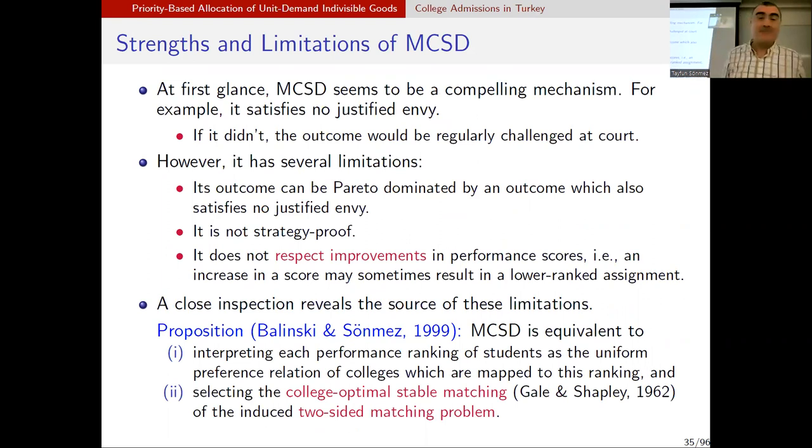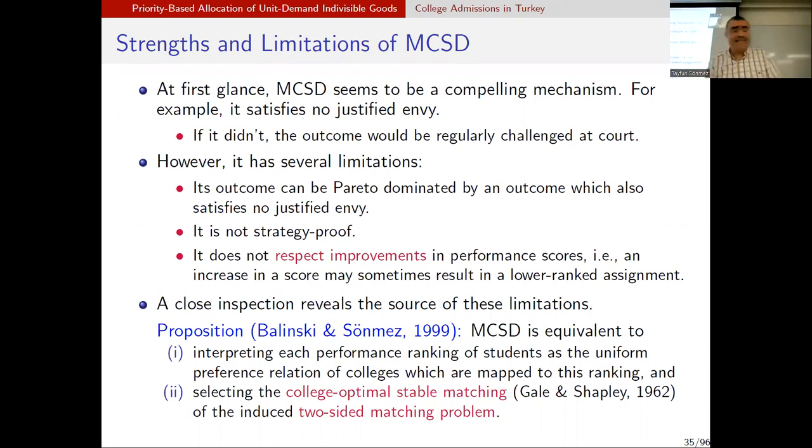At first glance, this mechanism seems to be a pretty compelling mechanism, right? For example, it satisfies no justified envy. If it didn't, the outcome would be a regularly challenging court action. But there are several limitations. Its outcome can be Pareto dominated by an outcome which also satisfies no justified envy. It is not strategy-proof. It does not respect improvements in performance scores, in the sense that it's possible that somebody might be assigned a lower ranked school just because of a higher score.